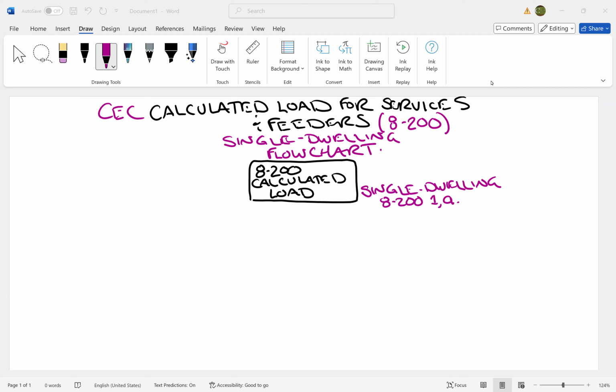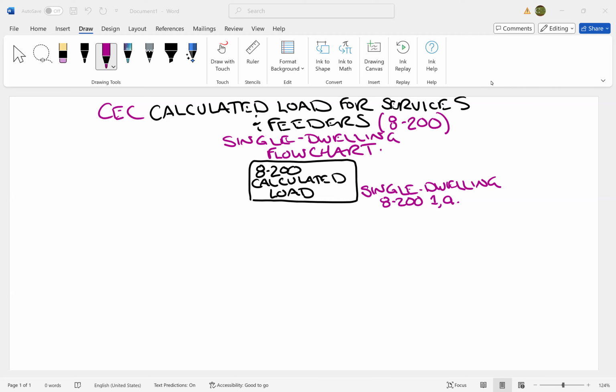Next, we have to do an electric range. Oh, and let me just show you what this rule was that says you use the higher of the two. That's in Rule 8-106, I believe. Yeah, that's 8-200, 1A3, and 8-106, 3 is what you would refer to for this.